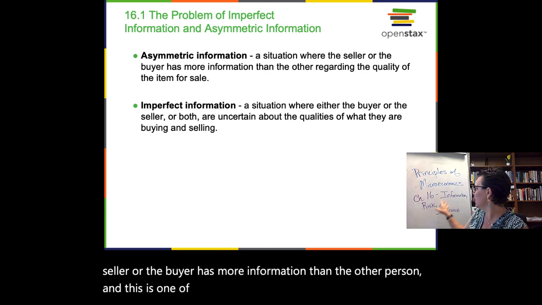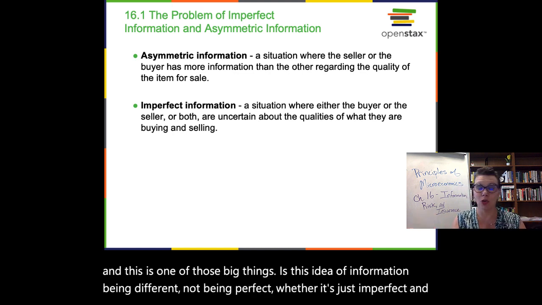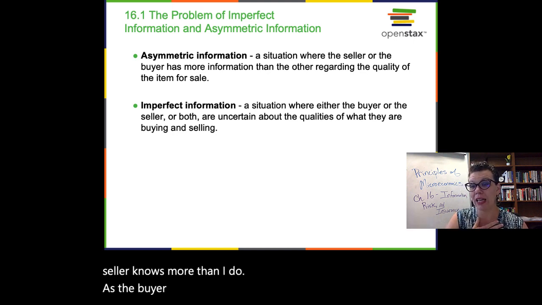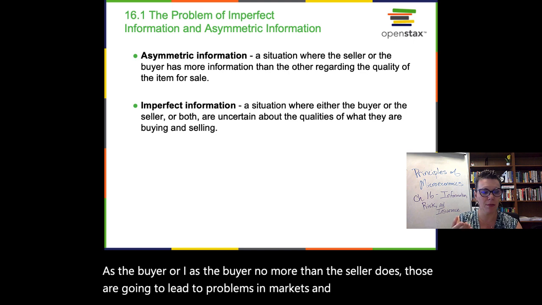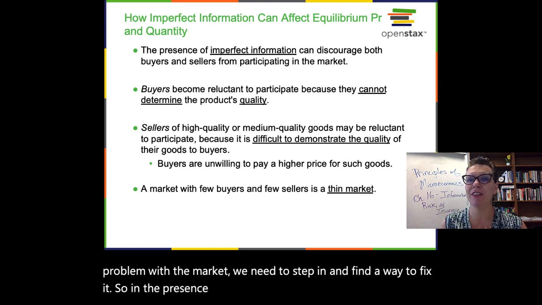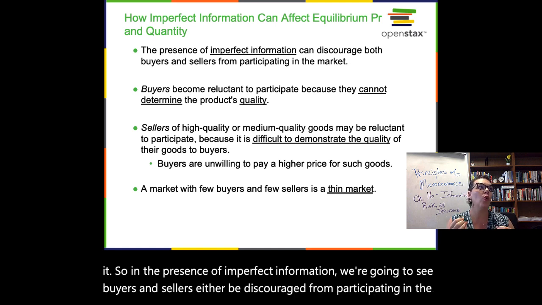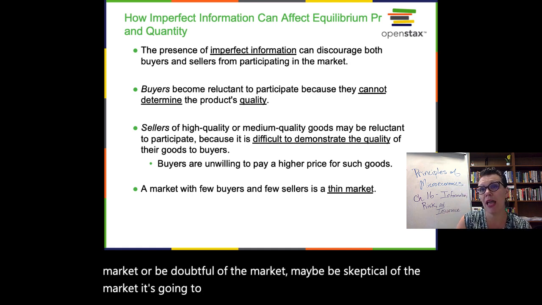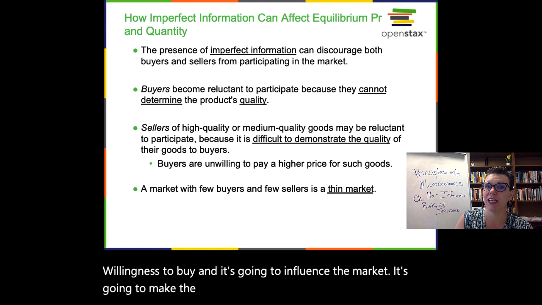And this is one of those big things, this idea of information not being perfect, whether it's just imperfect and I just don't know what I'm going to get, or it's asymmetric and the seller knows more than I do as the buyer, or I as the buyer know more than the seller does. Those are going to lead to problems in markets. And anytime there's a problem with a market, we need to step in and find a way to fix it. So in the presence of imperfect information, we're going to see buyers and sellers either be discouraged from participating in the market or be doubtful of the market, maybe be skeptical of the market. It's going to influence willingness to pay, willingness to sell, willingness to buy, and it's going to make the market function less well.